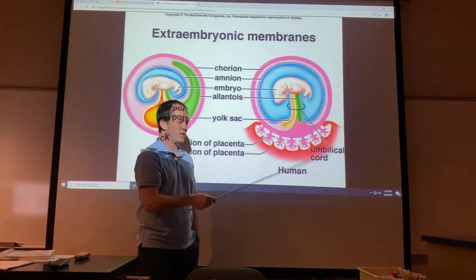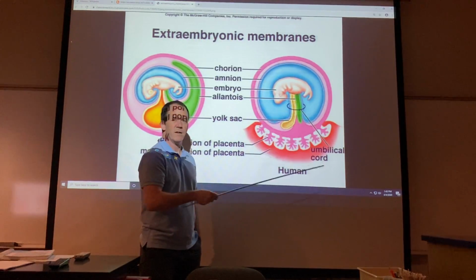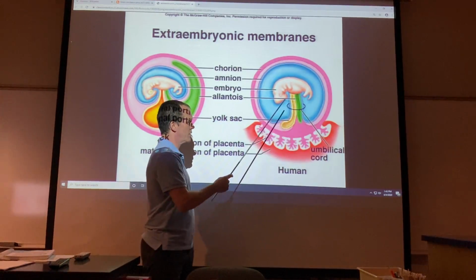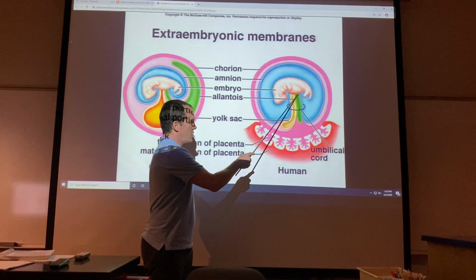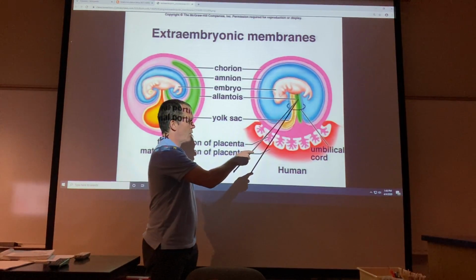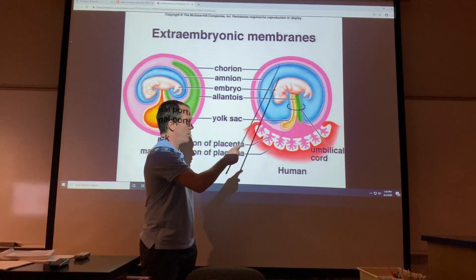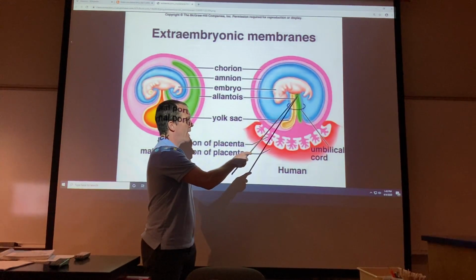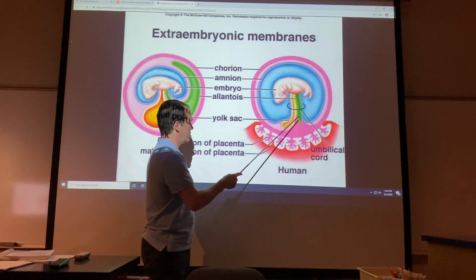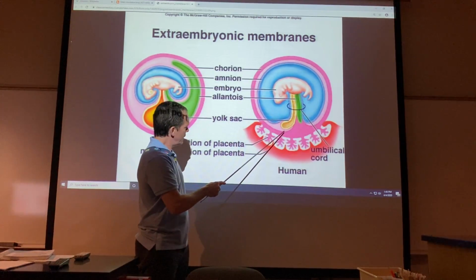The yolk sac is largely in humans not very functional, but it does provide early red blood cells to the embryo. The allantois serves basically as the umbilical cord, and so all the umbilical vein and arteries all basically derive from it, and it also is where you release the waste to the placenta.